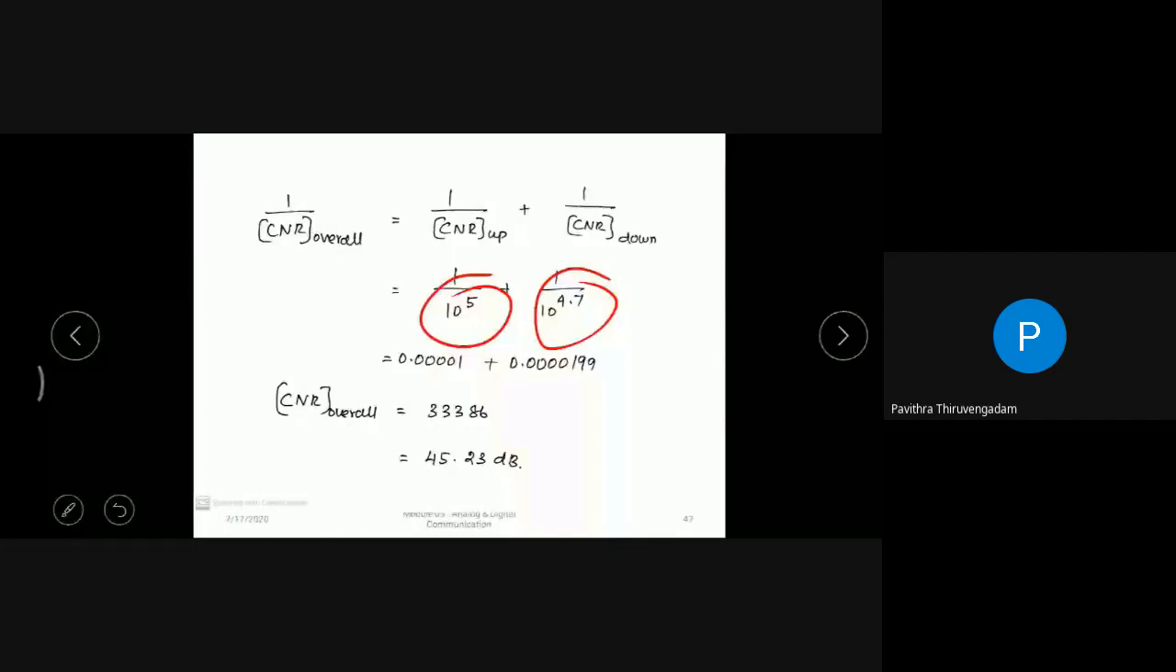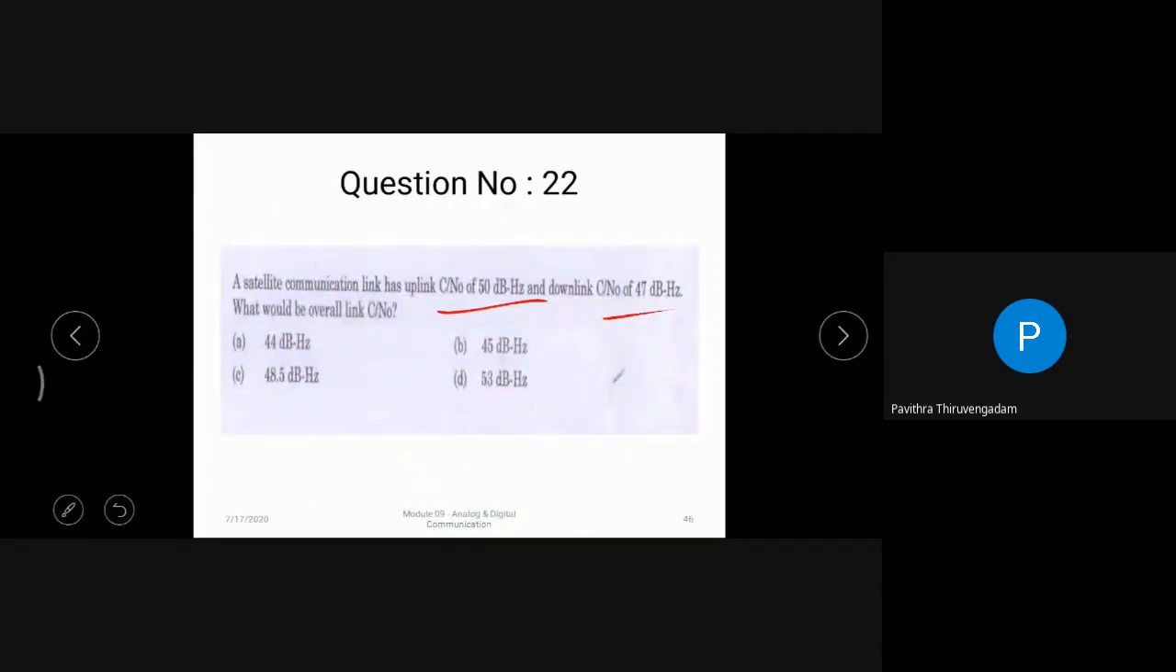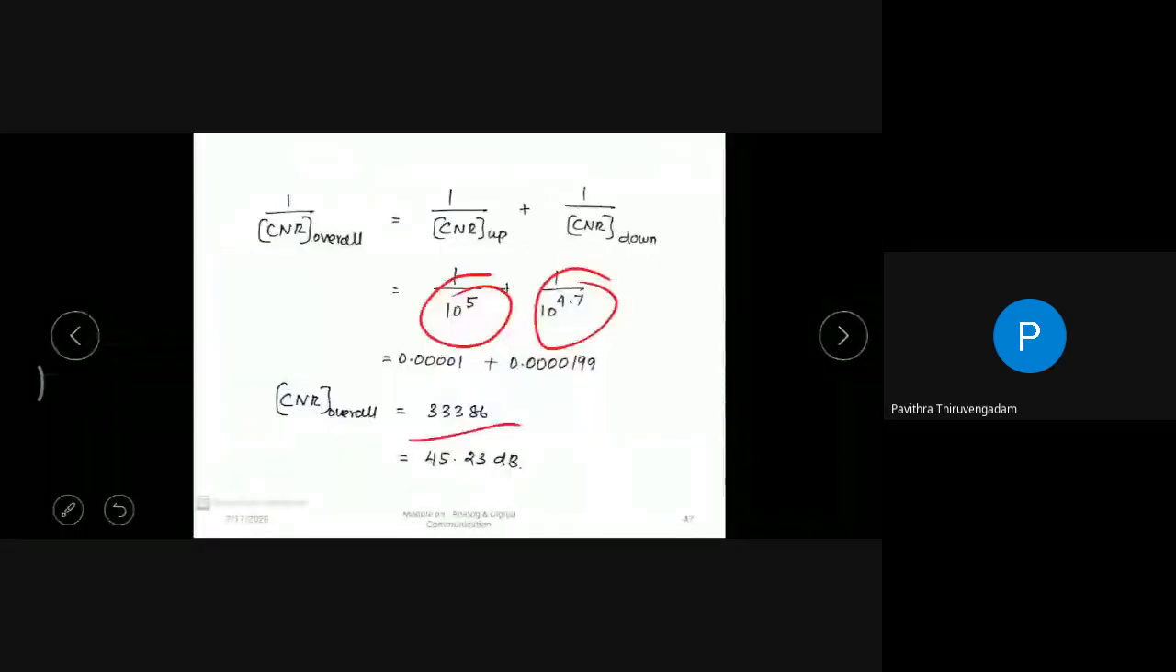Now by using the calculator you can simplify these values, substitute, and take the reciprocal, then I get the normal number, which is 33,386. But if I look into the answer options, nothing is like that. They are given in terms of dB, so once again I should do the dB conversion. 10 log of 33,386 gives 45.23 dB. So the overall CNR in the satellite communication link is 45.23 dB.